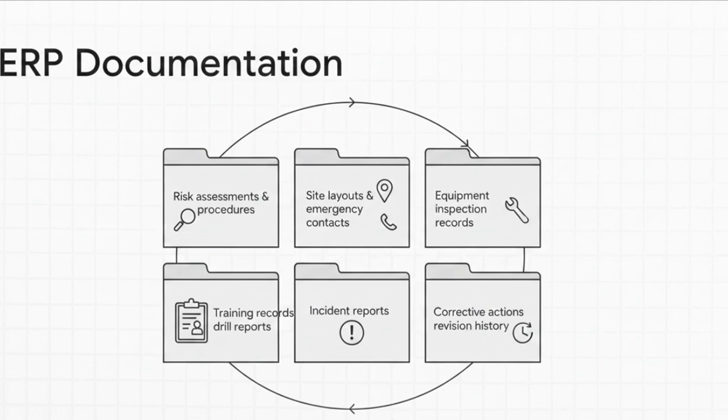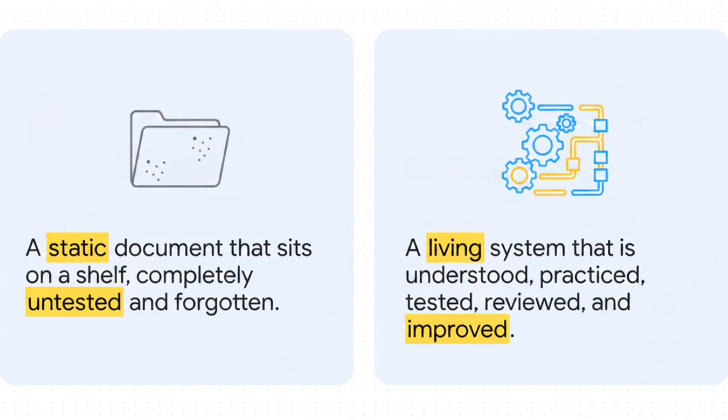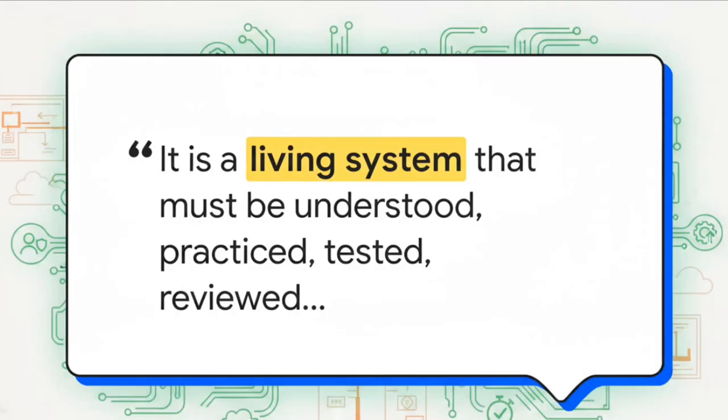This means tracking every single risk assessment update, saving every drill report, logging equipment inspections, and keeping a detailed revision history. The document should constantly be evolving based on the hard data you gather from your drills and risk assessments. When you follow these steps correctly, you don't just end up with a static document that sits on a shelf, completely untested and forgotten. Instead, you create a dynamic, living system that is understood, actively practiced, tested, reviewed, and continuously improved. As the source text brilliantly summarizes, an ERP's true value lies entirely in its execution.